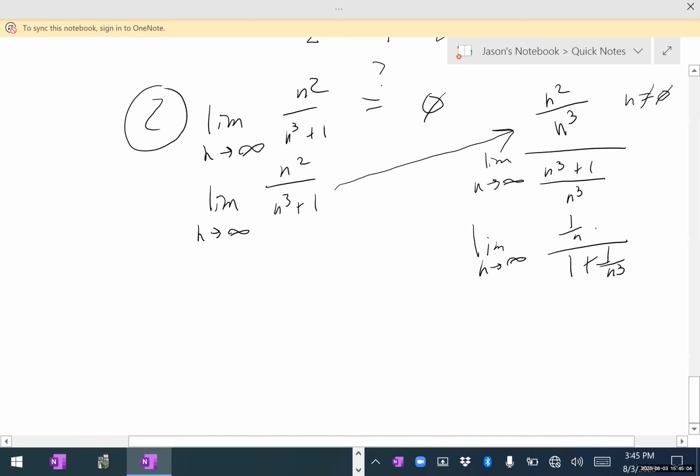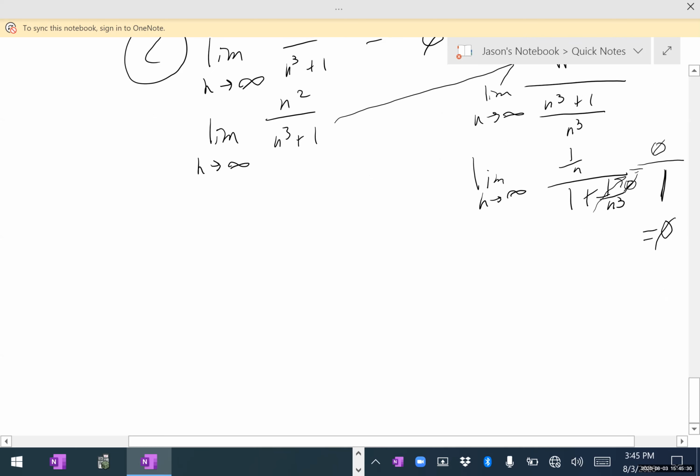So this is going to give me 0 over what? Over 1. Is that good? 0 over 1? Does that make sense? The top is going to go to 0, and isn't this going to go to 0? So top goes to 0, bottom goes to 1. 0 divided by 1 is 0. Okay, that works. Yeah, I think that's a good one.